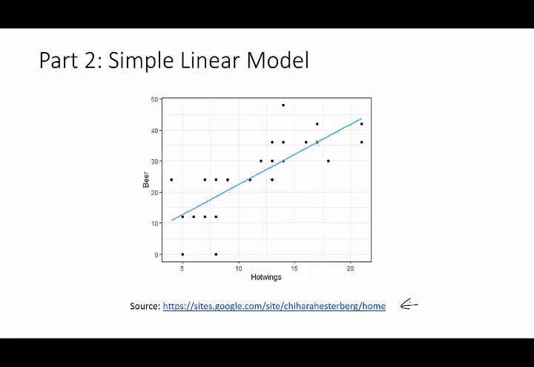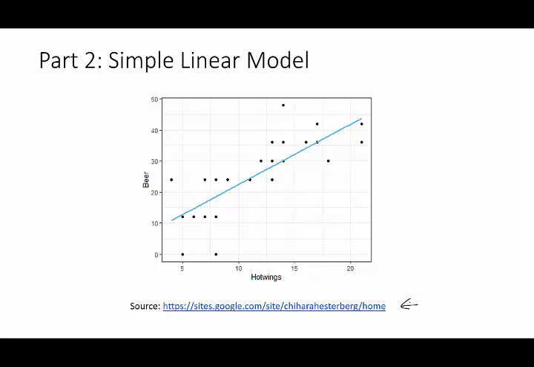So beer is measured in fluid ounces and hot wings is just numbered in how many wings they chowed down. The reason I wanted to introduce this data set is because it gives a little bit of intuition about why we need something more than just a best fitting line, and why it makes sense to talk a little bit about these y observations, our dependent observations, as random variables, in fact.